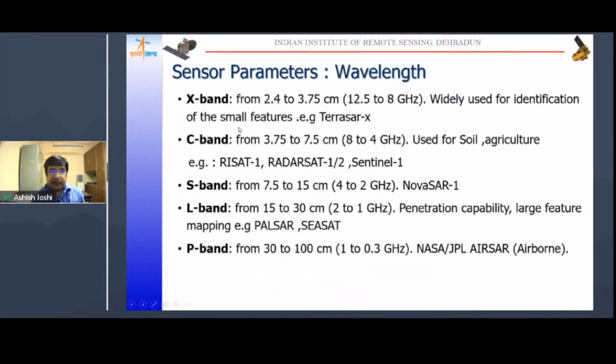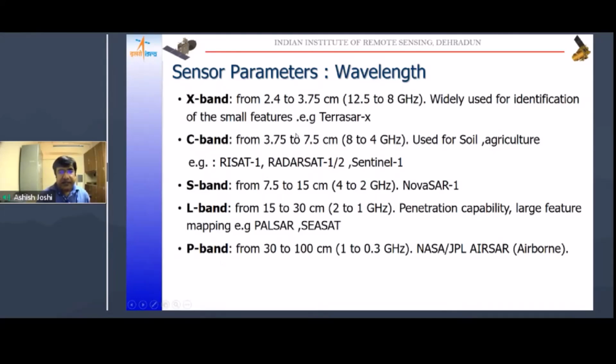These are some of the ranges of the X band, C band, S band, L band, and P band. X band varies from 2.4 to 3.75 centimeters, C band 3.75 to 7.5, S band 7.5 to 15 centimeters, L band 15 to 30 centimeters. As we can see, the wavelength is increasing. The X band has the lower wavelength and the P band has the higher wavelength.